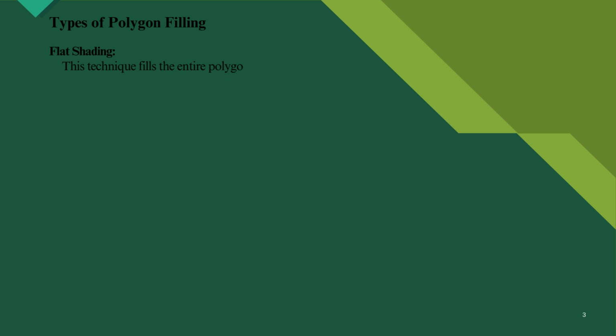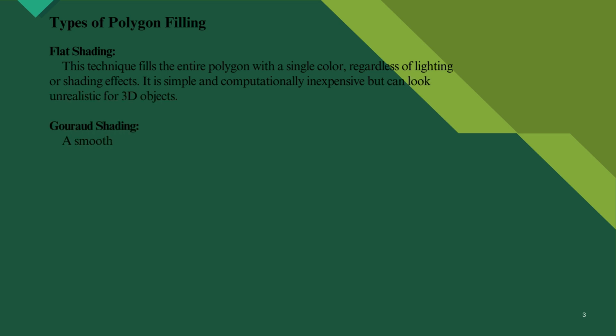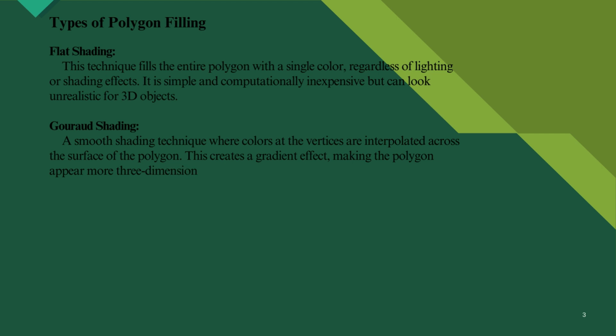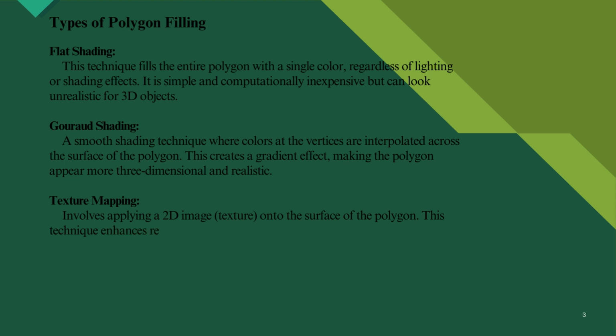Types of polygon filling. The first type is flat shading. This technique fills the entire polygon with a single color regardless of lighting or shading effects. Next, Gouraud shading, a smooth shading technique where colors at the vertices are interpolated across the surface of the polygon. The third one is texture mapping. It involves applying a 2D image or texture onto the surface of the polygon.